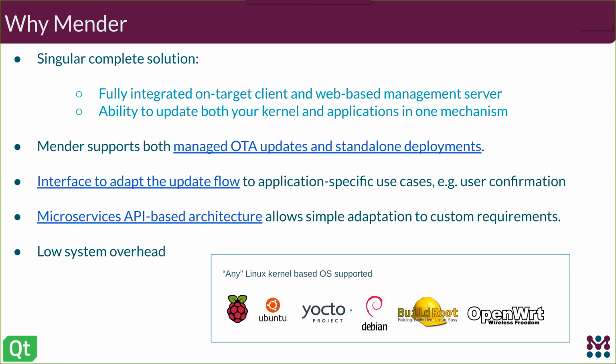The server architecture is based on microservices, and all the server functionality is exposed through RESTful APIs, meaning it's rather simple to adapt the server to your specific requirements, but it's also easy to integrate with other third-party solutions, such as CI/CD pipelines and so on. And I will go over a couple of examples of this later on as well. But yeah, as the server functionality is fully RESTful API based, it's very easy to extend and integrate into workflows.